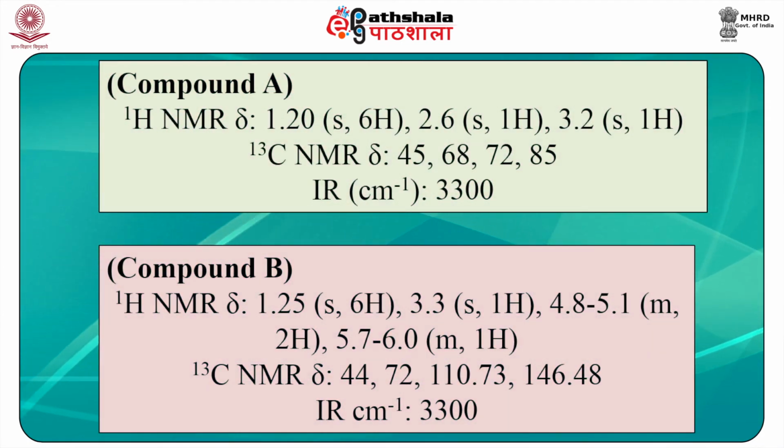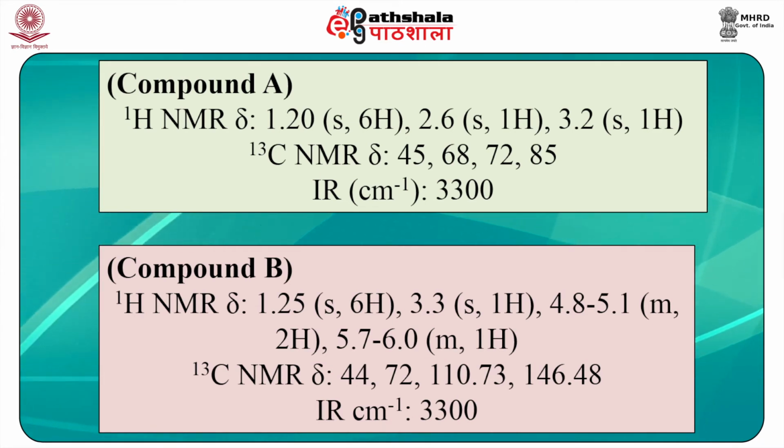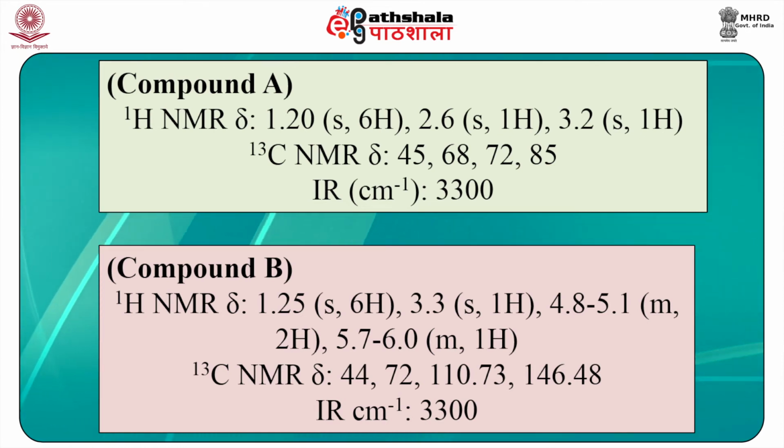Proton and carbon-13 NMR data of 2 compounds, C5H8O and C5H10O, is shown. The compound A shows the spectroscopic data with NMR values at 1.20 delta with 6 protons as a singlet, 1 proton singlet at 2.6 delta, and 1 proton singlet at 3.2 delta. Carbon-13 NMR data shows the peaks at 45, 68, 72, 85 ppm. The IR shows absorption at 3300 cm inverse.